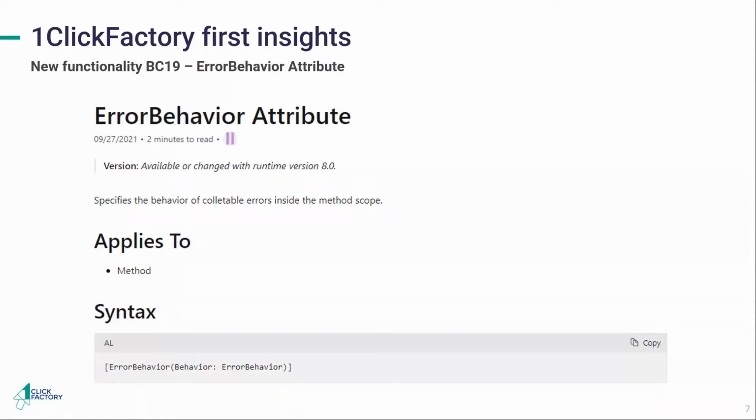Another new functionality from the code perspective is the ErrorBehavior attribute above methods and procedures. It specifies the behavior of errors inside the method scope. So if you have a few errors in one method, you can add this ErrorBehavior to collect all error messages and show them in one error message. Maybe the future could look like that during posting: Microsoft would collect all the error issues, such as posting dates in your user setup or a missing dimension on a G/L account, and all those issues would be presented in one error message.